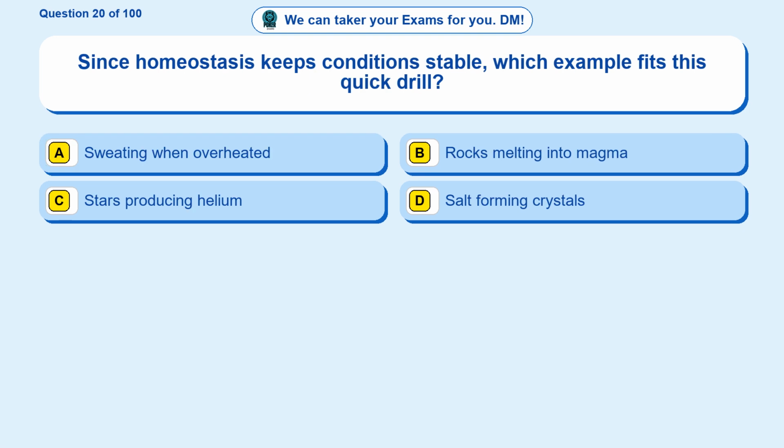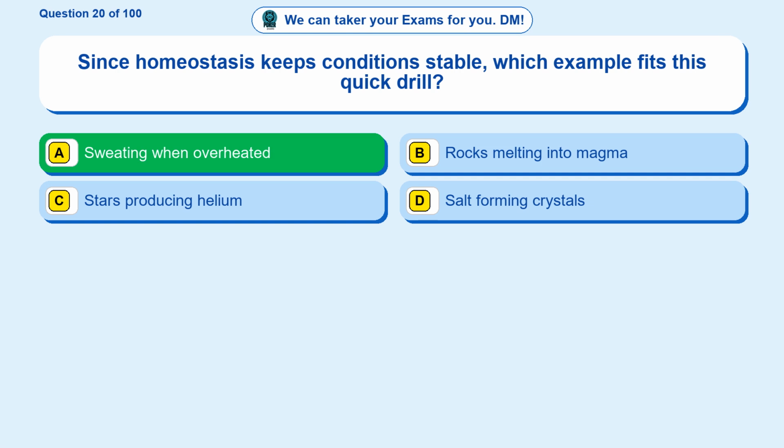Question 20. Since homeostasis keeps conditions stable, which example fits this quick drill? Option A. Sweating when overheated. Option B. Rocks melting into magma. Option C. Stars producing helium. Option D. Salt forming crystals. The correct answer is option A.